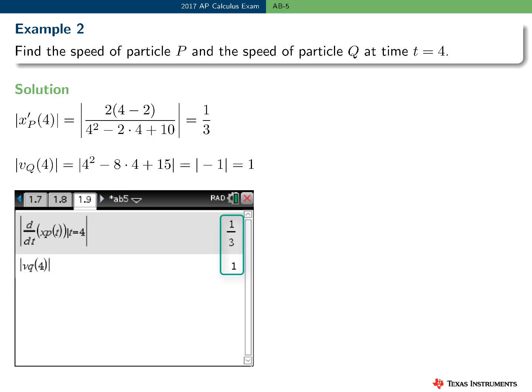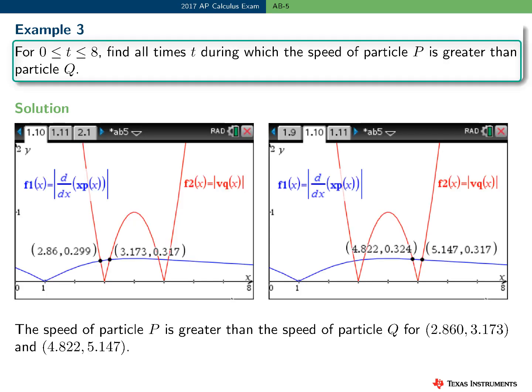The speed of particle p is 1/3, and the speed of particle q is 1. I think this example is pretty cool, and one in which you really need to use technology. For t in the interval 0 to 8, find all the times during which the speed of particle p is greater than the speed of particle q.